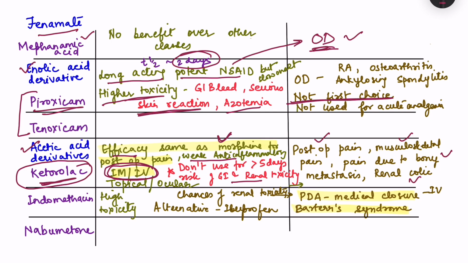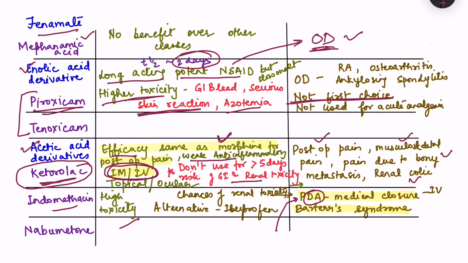Then the next drug is indomethacin. Indomethacin also has higher toxicity. There are chances of renal toxicity, but indomethacin has been used for two conditions. One is patent ductus arteriosus. In the video on prostaglandins, we saw that one of the functions of prostaglandin E2 is maintenance of patency of this ductus arteriosus in the fetal stage.